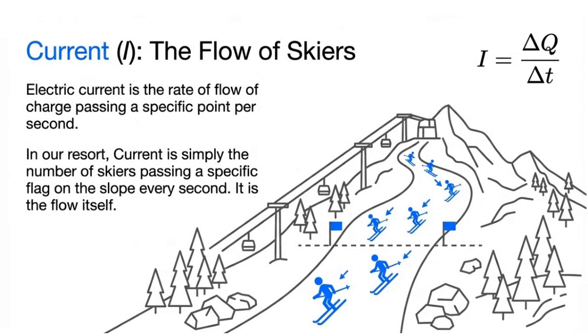Electric current is basically how fast charge moves past a certain point, measured in coulombs per second. Imagine a ski resort where the skiers represent electric charges. The current is like counting how many skiers pass a specific flag on the slope every second. So, current is not just about movement, but the actual flow rate of these skiers, or charges, through that point over time. This helps us see current as the flow itself, which is clearly shown in the formula, where current equals the change in charge divided by the change in time.